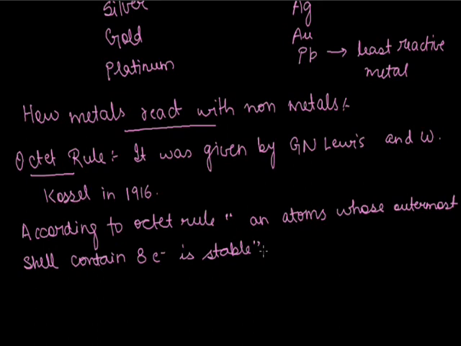Examples of elements whose atoms have fully filled 8 electrons in their outermost shell: all noble gases contain 8 valence electrons except helium, which has 2 valence electrons. Atoms with such filled shells are stable. They do not usually form bonds with other elements.